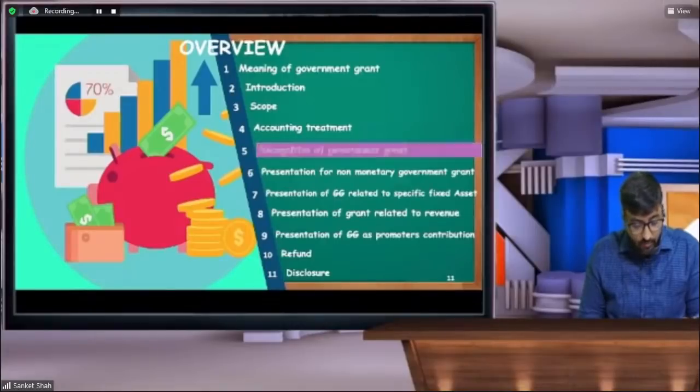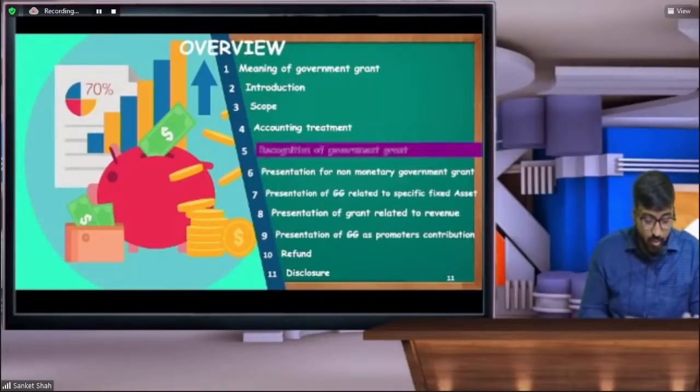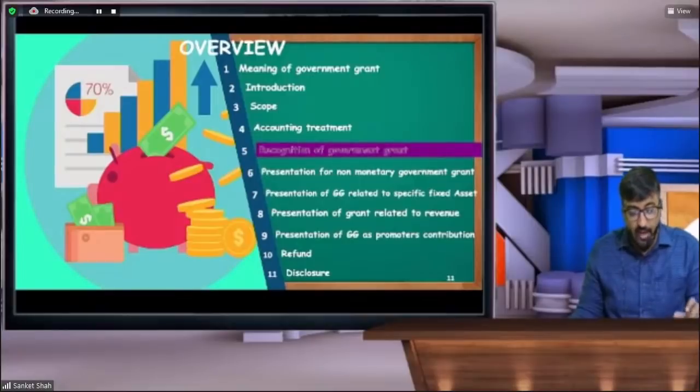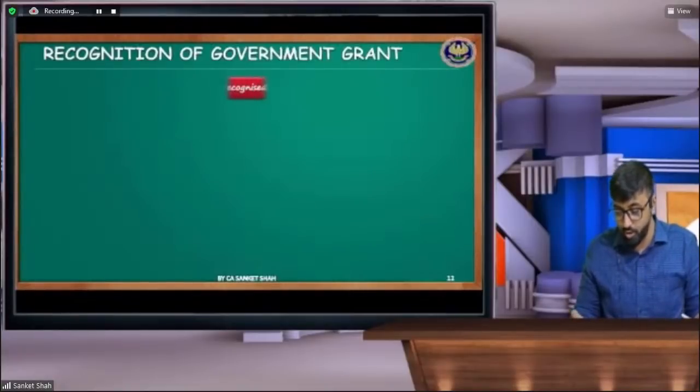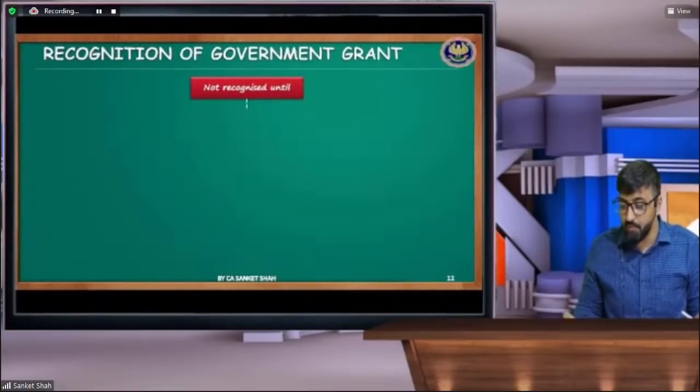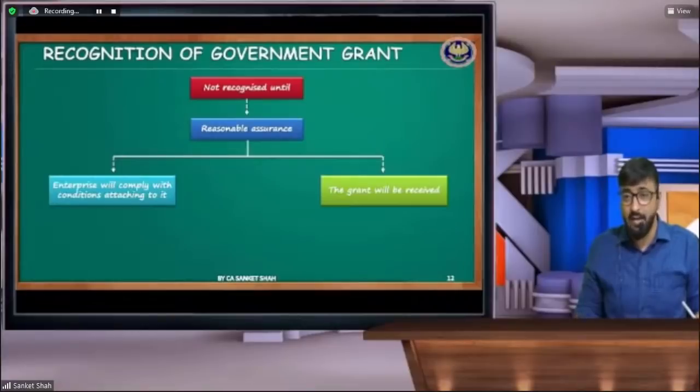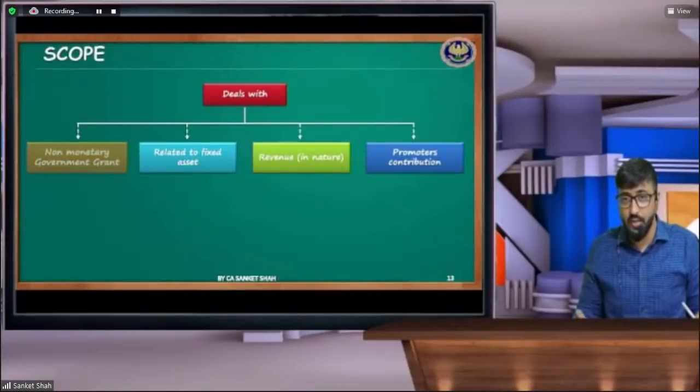Capital approach and income approach. So what is the difference between capital approach and income approach? Capital approach is a part of shareholders funds and income approach... Very good beta Hitesh Jain. So capital approach is a shareholders approach, and income approach is for other funds, excluding the promoters' contribution. So recognition: when to recognize, don't take reasonable assurance. We already covered that. If the enterprise will comply with the conditions attaching to it, and the grant will be received. Okay. So here now one by one we are moving, beta.